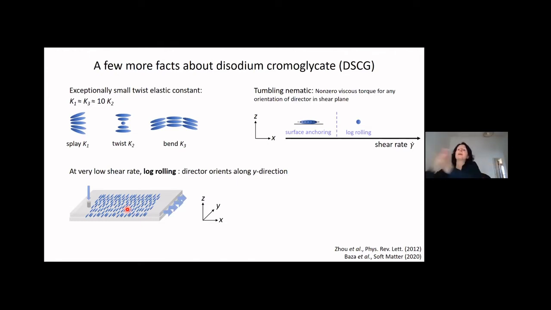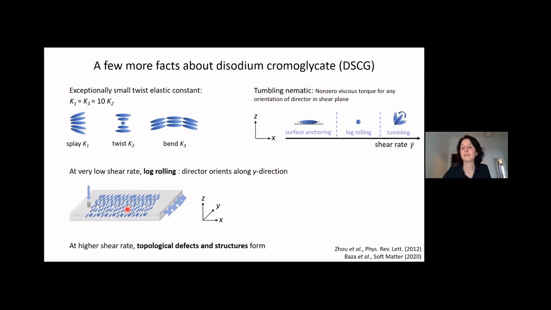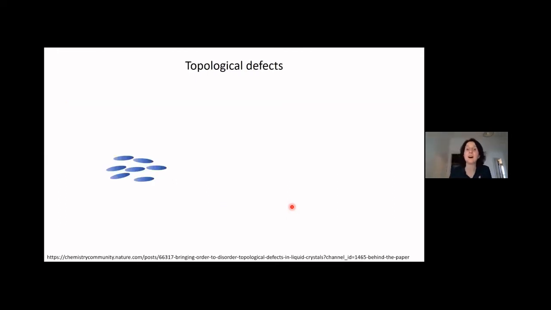Only above a certain critical shear rate, the directors reorient back towards the shear plane, where it is then in this tumbling state. And so at these higher shear rates, there's the potential to form topological defects and a variety of structures. And so I'm mentioning here topological defects, so let me tell you what these actually are.